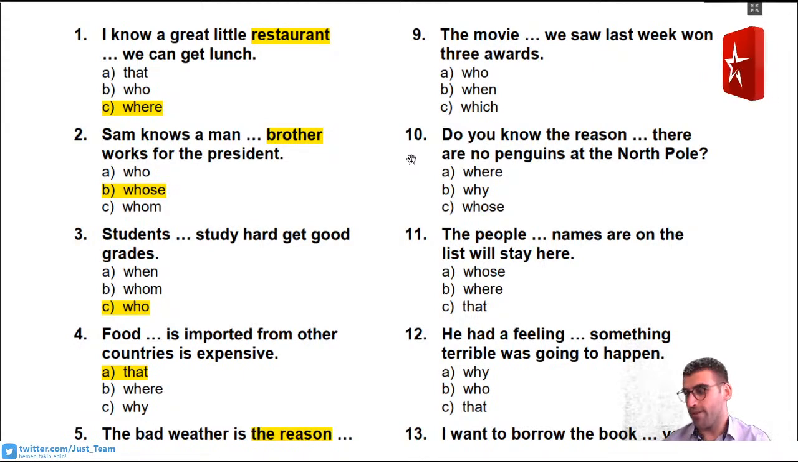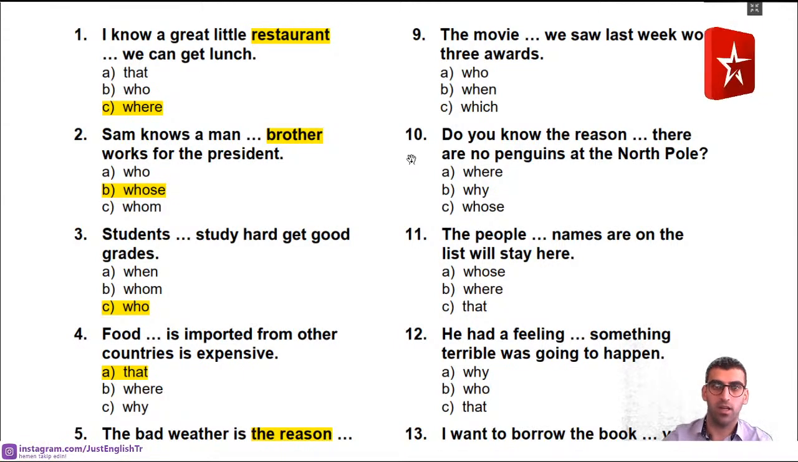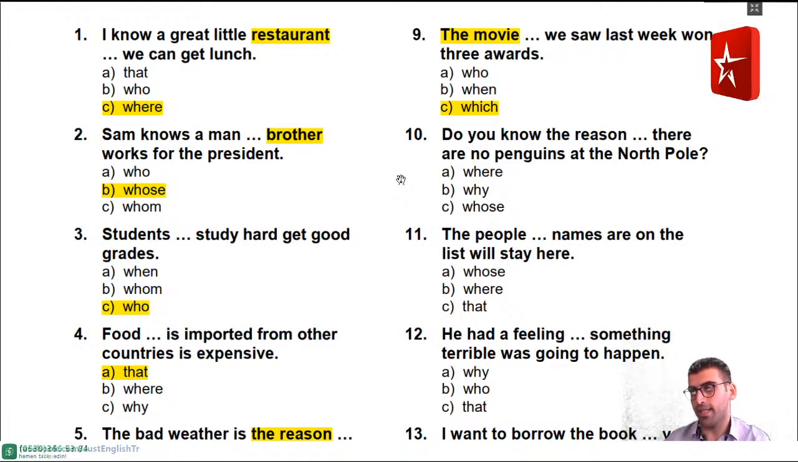Number 9, the movie. The movie, okay? If we are talking about the movie, we have to use which one? Number 9 is C, guys. Yes, number 9 is C, which is a correct answer because of movie. We are talking about something. So the correct answer is C, which. And number 10.